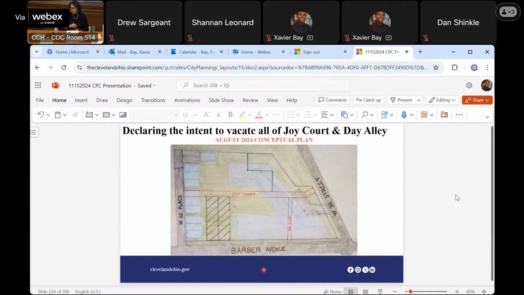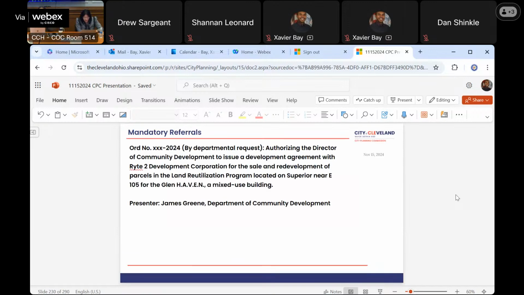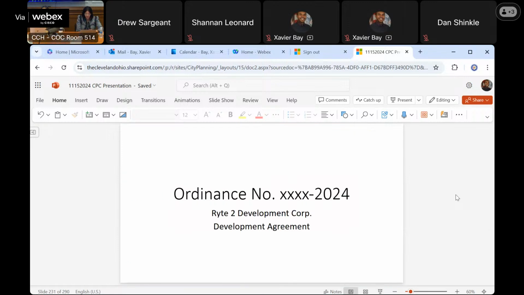Next item, unnumbered ordinance directing the director of community development to issue a development agreement with the Right to Development Corporation for the sale and redevelopment of parcels in the land reutilization program near Superior and 105th for the Glen Haven mixed use project. James, oh, two of you. Welcome. Good morning, Madam Chair.